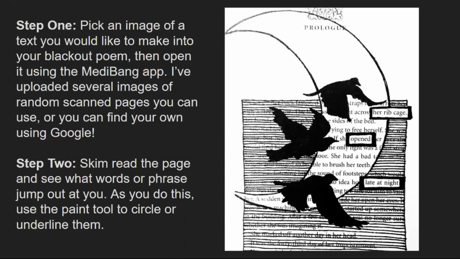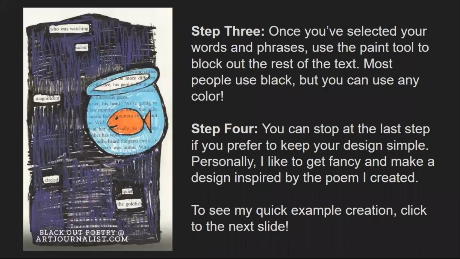Step two. Skim read the page, and see what words or phrases jump out at you. As you do this, use the paint tool to circle or underline them. When you're doing this, I want you to really skim read it. I don't want you to be reading the whole page verbatim. I want you to see what phrases are jumping out at you so that you can create your own version of these pieces of artwork.